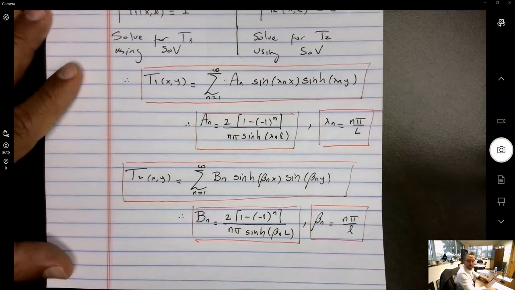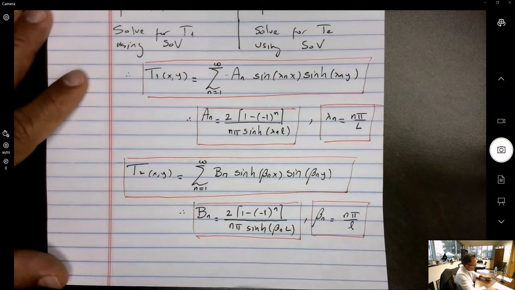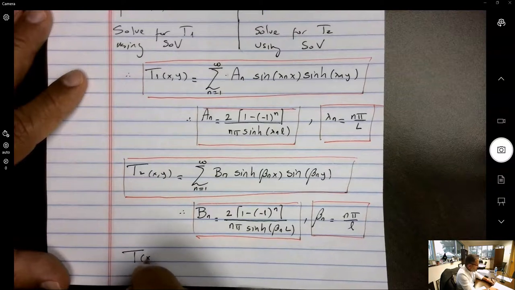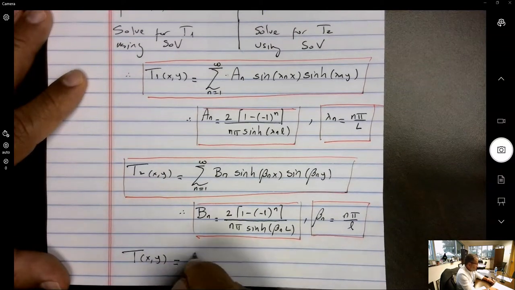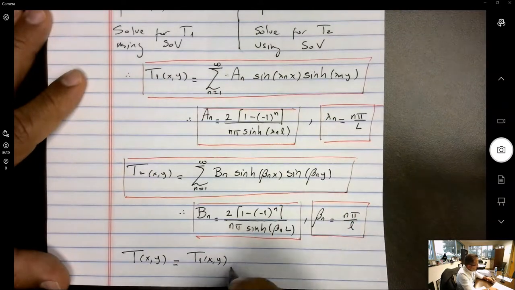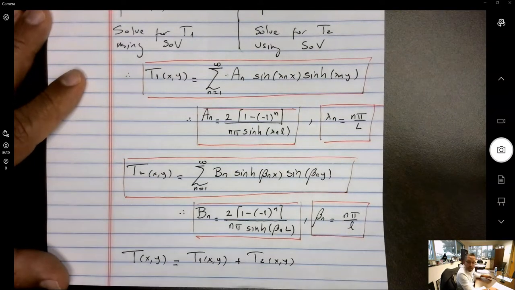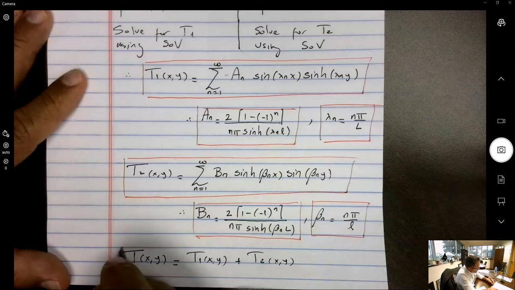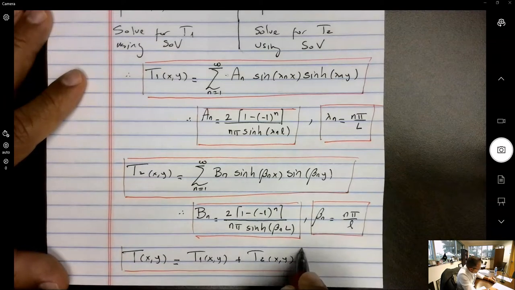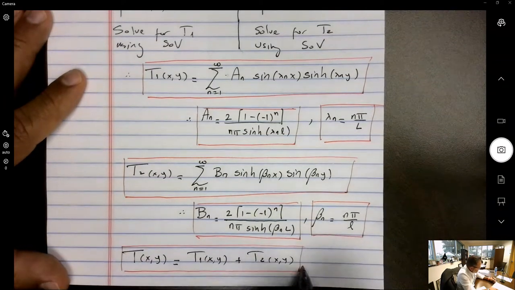And then ultimately, all we have to remember is that the solution that we're looking for, which is T of x and y, is simply equal to T1 of x and y, which is given by this, plus T2 of x and y, which is given by this other series. And that's it. That's as simple as it gets.